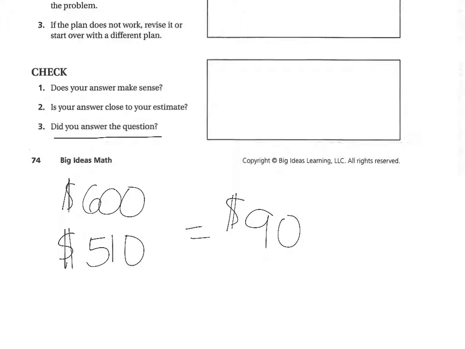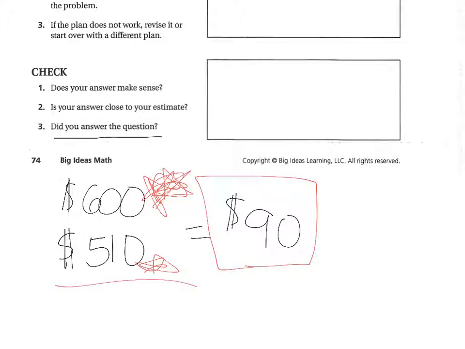So if this is how much he spent, or this is how much he made, so he made $600 and he spent $510, and if I find the difference, is that how much he has at the end of the month? Yes. And is that close to my estimate of $100? Yes. So I would say that I am done with the problem, and Devin, you should probably stop buying new shoes.